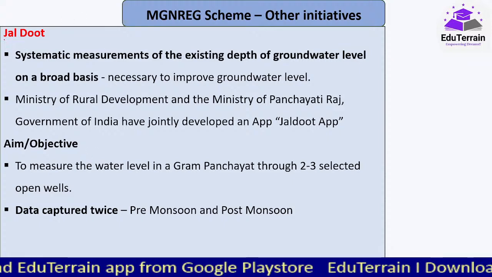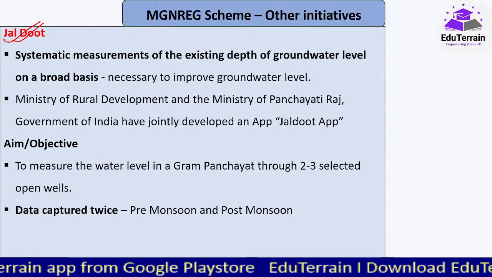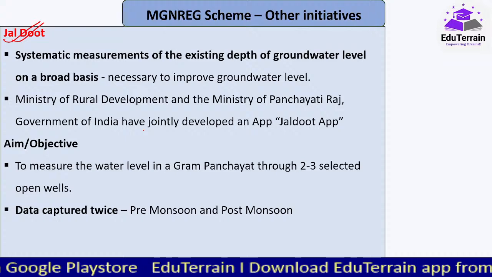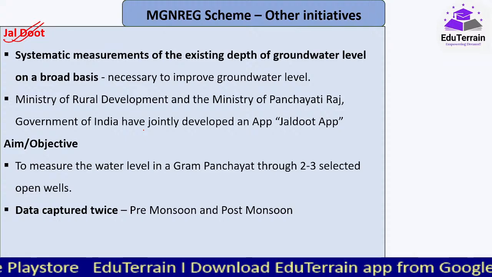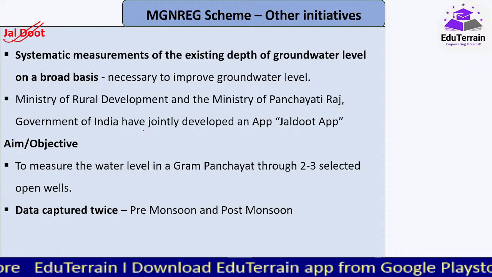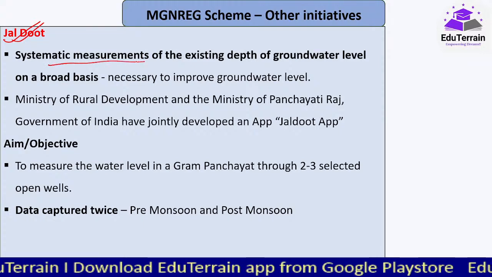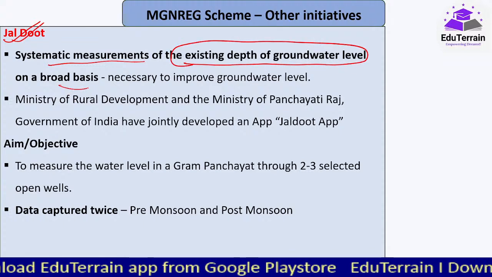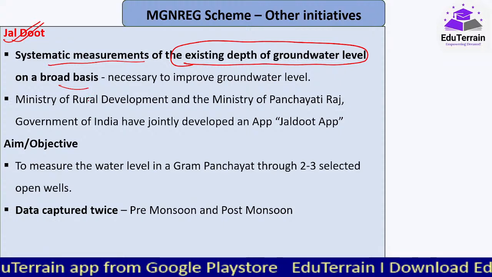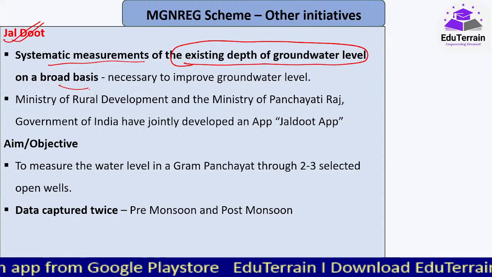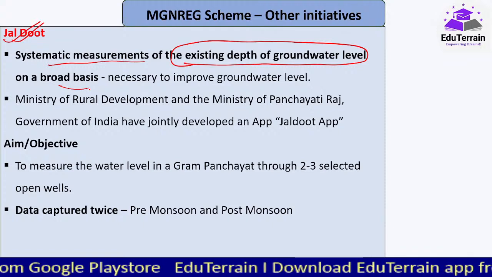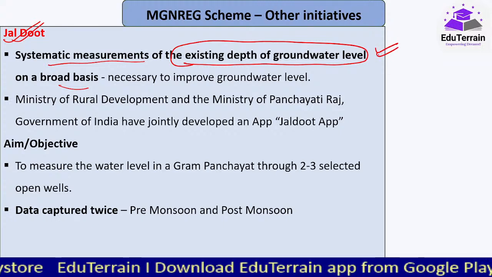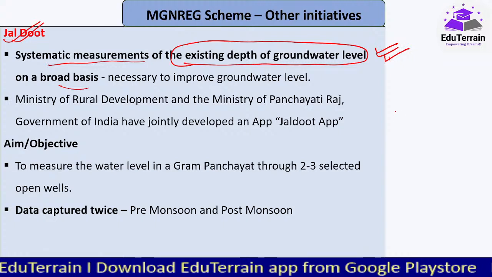Now, there is another initiative that has been taken under the MGNREGS scheme only, that is Jaladoot. Now, what is this Jaladoot? The name itself suggests they are the messengers of water conservation. So here it is nothing but the systematic measurement of the existing depth of groundwater level on a broad basis. Majorly, this will help the government understand how the groundwater level can be improved. So here the data is captured twice, that is, first pre-monsoon and post-monsoon.